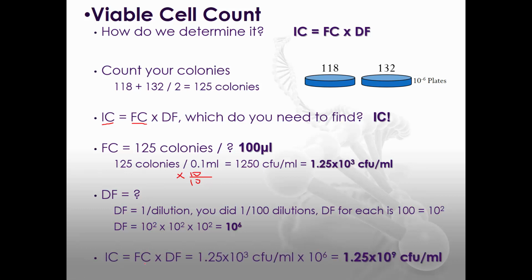So IC equals FC times DF. 1.25 times 10 to the 3 colony forming units per mil times 10 to the 6th. Again, you just add the exponents. So 1.25 times 10 to the 9th colony forming units per mil. There's our viable cell count. So now we have our mutant concentration and our viable cell count. Now all we've got to do is divide them, and we have our mutation frequency.